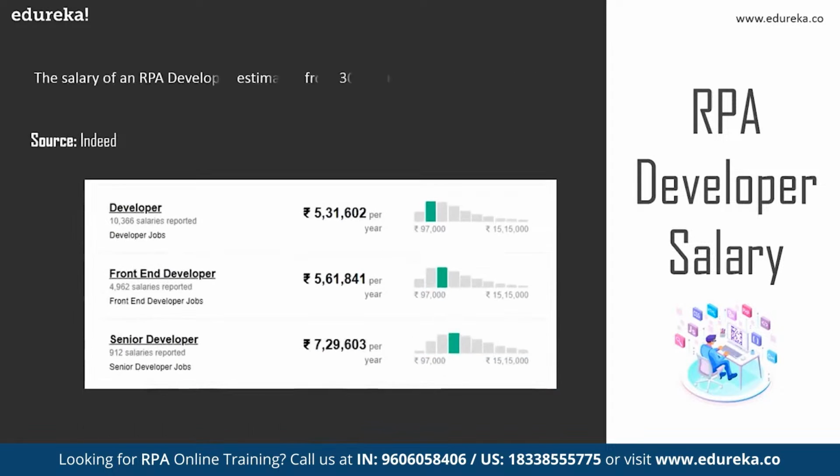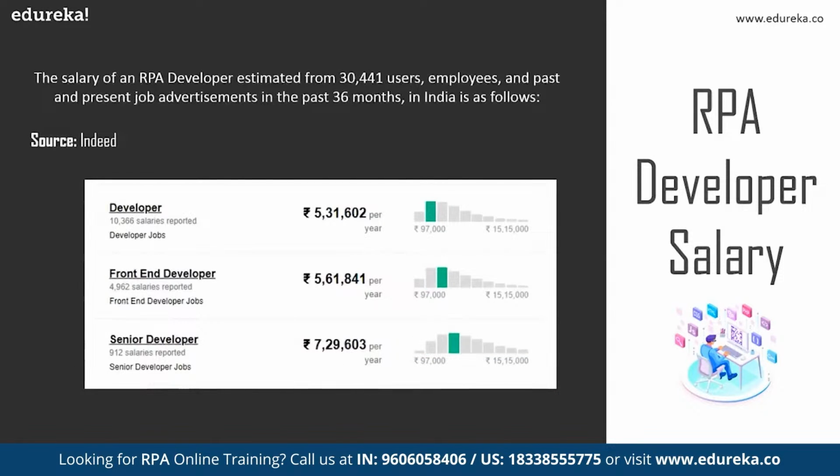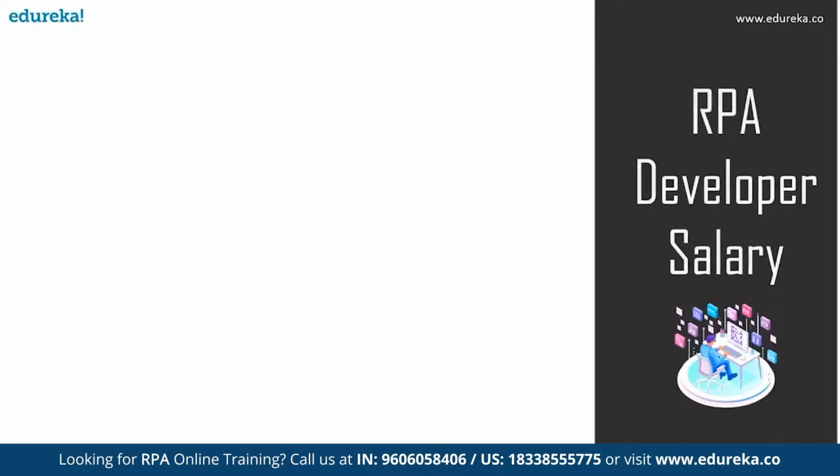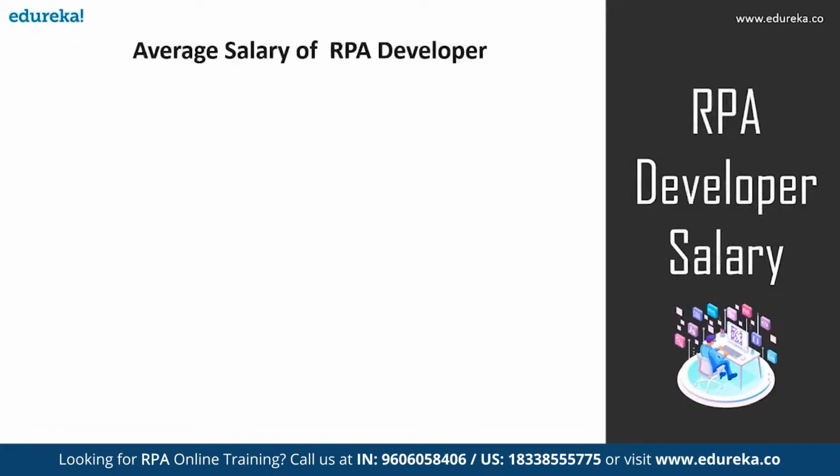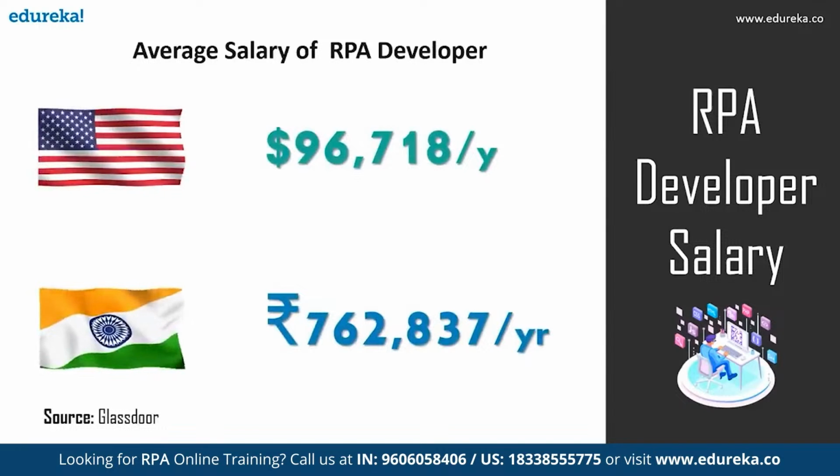Similarly, if you talk about the case in India, according to Indeed.com again, the developer salary ranges from around 5 lakh rupees to a senior developer salary ranges from around 7.2 lakhs. So that's a good amount of money, right? Now, not only talking about Indeed.com, if we take into another research, so according to Glassdoor, the average salary of an RPA developer in United States is around $96,000. And in India, it's around 7,62,000 rupees. So that's a good amount of money, I think.